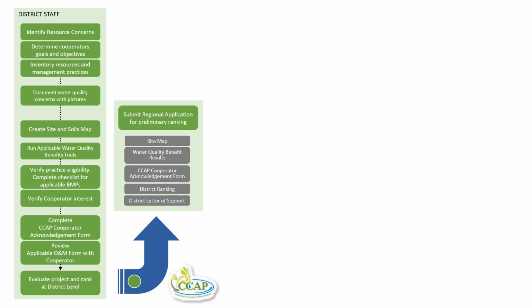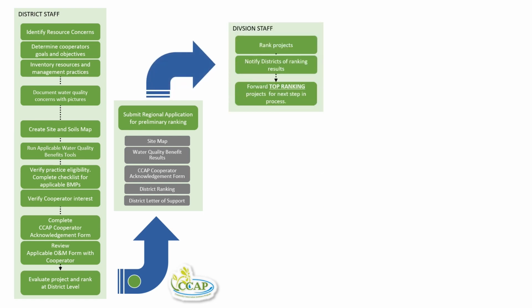Required forms include site maps, water quality benefits, operation and maintenance plans, cooperative acknowledgement forms, district ranking, and district's letters of support. All required documentation is marked with a red asterisk in the application in FormSite. Once the application is submitted, division staff will perform a review and complete a preliminary ranking. The preliminary ranking will be based on the assessment of how well the BMP will meet the landowner's objectives and lead to a water quality benefit. Another presentation will go over the ranking process. Once the ranking is complete, district staff will be notified of the results.